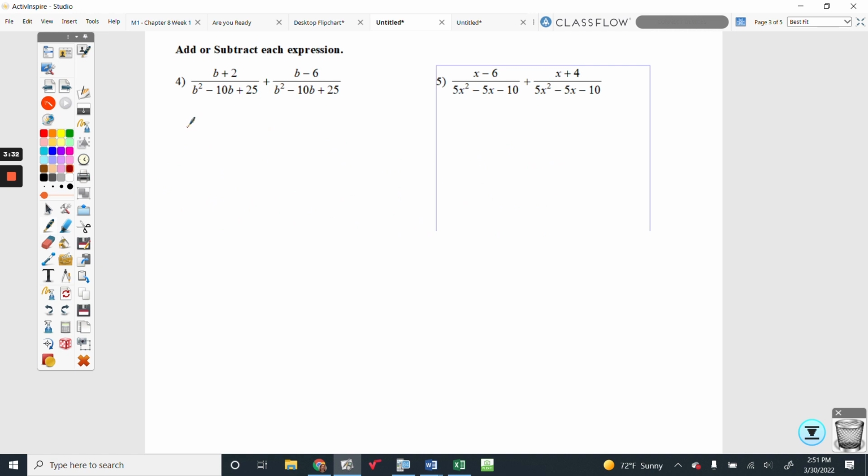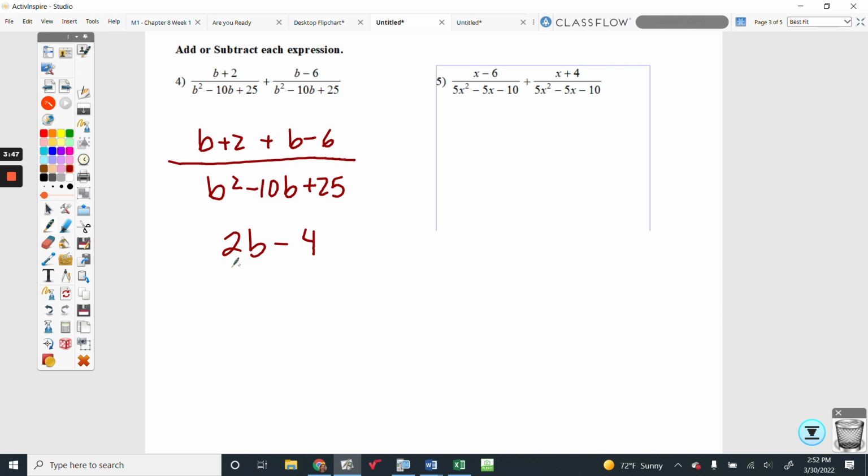So I'm going to add b plus 2 plus b minus 6. And I'll have one denominator of b squared minus 10b plus 25. Then I'll have 2b minus 4. And at the bottom I have b squared minus 10b plus 25. To see if we're done, we'll need to factor. We'll pull 2 out at the top. I have b minus 2.